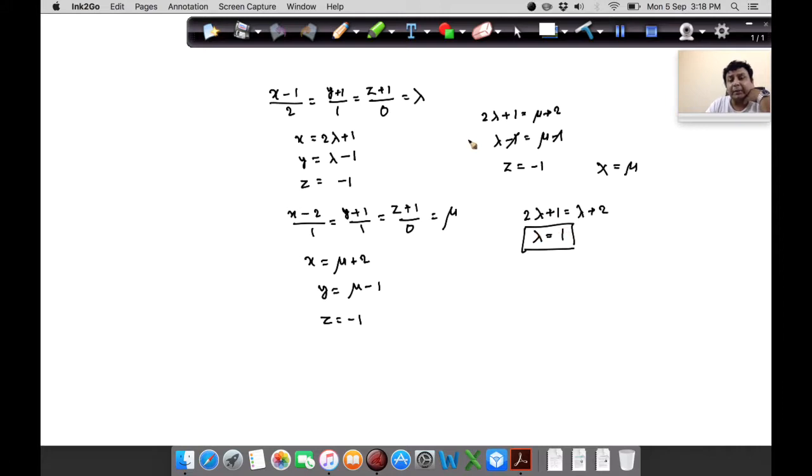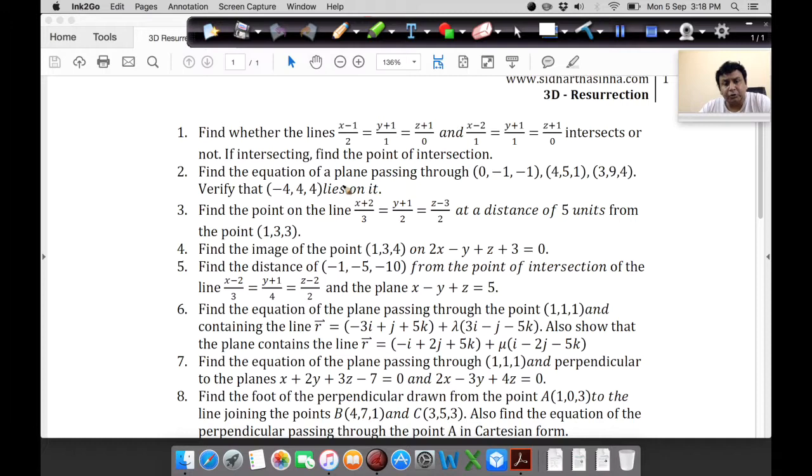So I'm putting lambda as 1 or mu as 1 because they are equal. We can get the point of intersection. It will come x equals 3, y is equal to 0 and z is equal to minus 1. So (3, 0, minus 1) is the point where they are intersecting. Fine. Next question. Find the equation of the plane passing through.